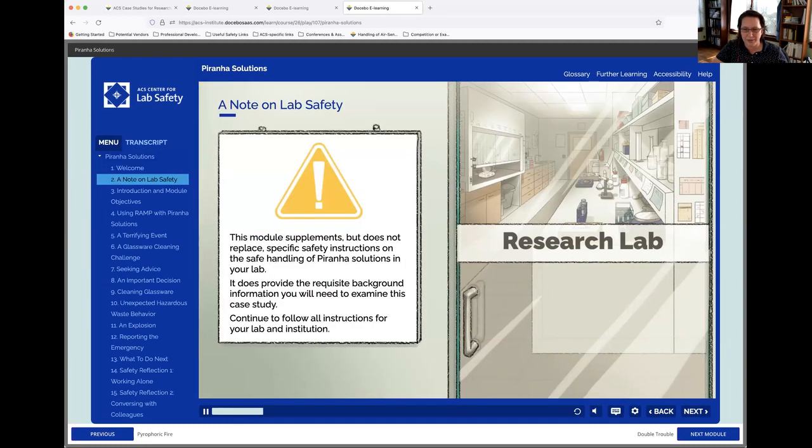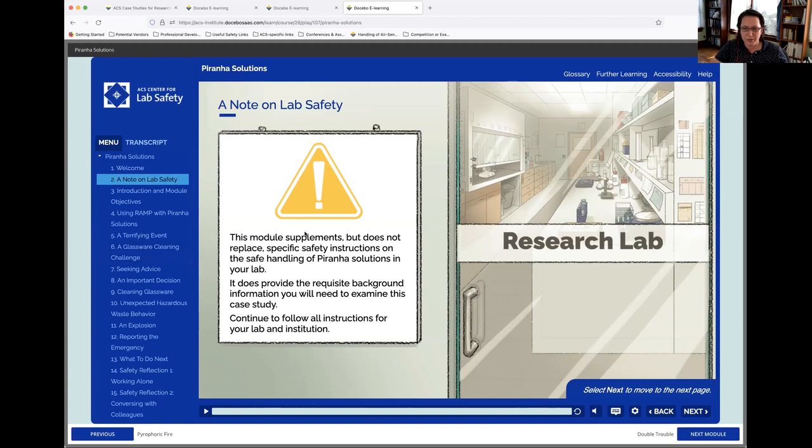It is important to note that these case studies do not explicitly teach students how to perform experiments or deal with hazardous waste. In fact, we've made a point to emphasize throughout the course how critical it is for student researchers to learn about the policies, protocols, and procedures within their own institutions so that they are handling things correctly.